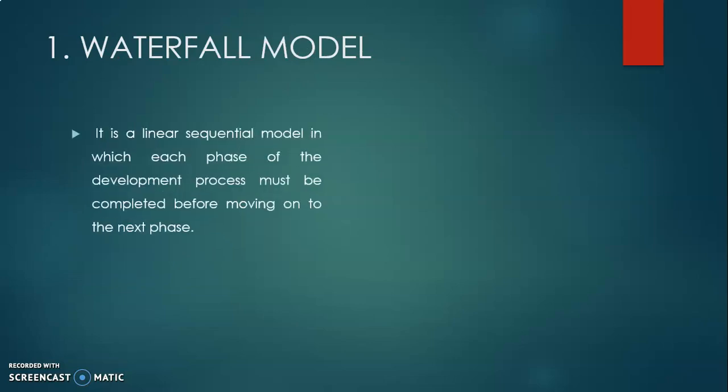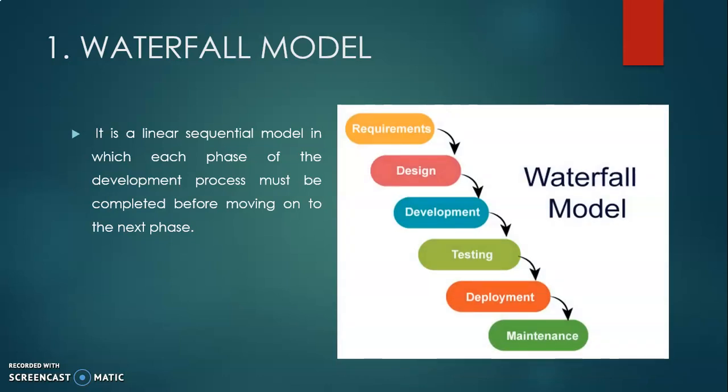So what's the waterfall model? The waterfall model is a linear sequential model in which each phase of the development process must be completed before moving on to the next phase. On your right, we're going to see how the waterfall model looks. That's a picture of the waterfall model. It has the requirements, design, development, testing, deployment, and maintenance phases.